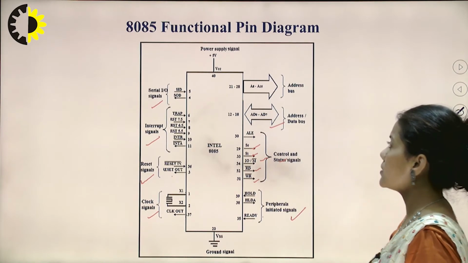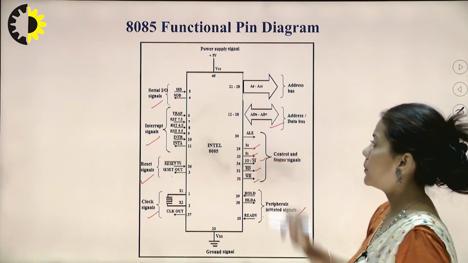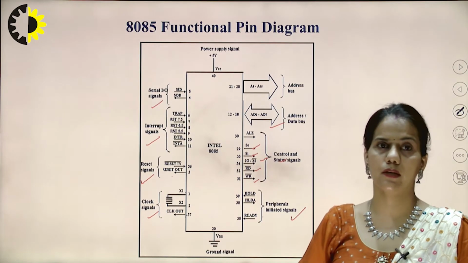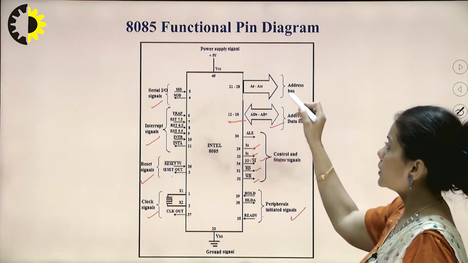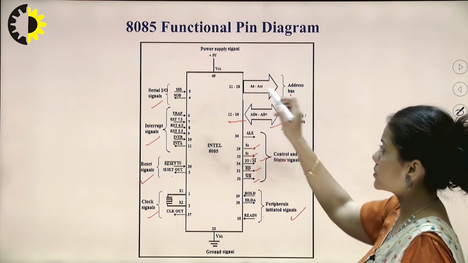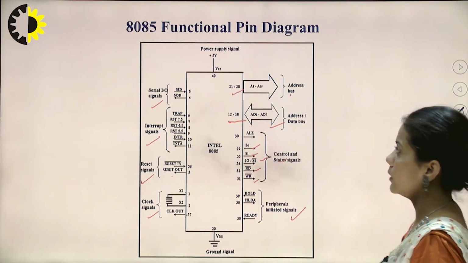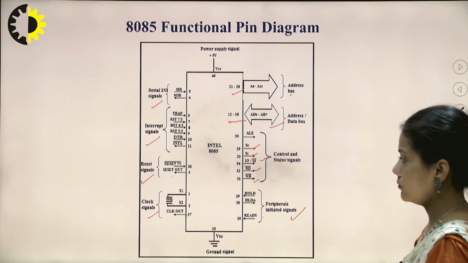This is the address or data bus, that is the multiplexed lower order address and data bus AD0 to AD7, pin number 12 to pin number 18. This is the higher order address bus, that is pin number 21 to 28, A8 to A15.